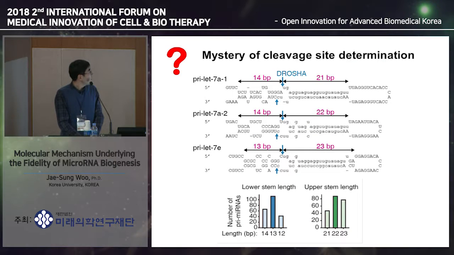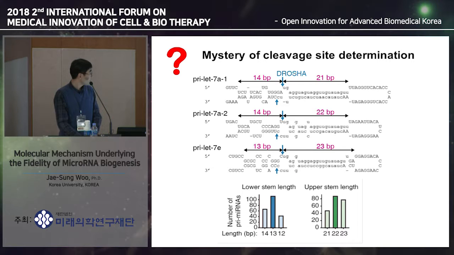But it is still a mystery how the cleavage site is determined, because endogenous primary microRNAs have distances which are different from each other. For example, in this primary let-7 family, the lower stem, from the basal junction to the cleavage site, is sometimes 14 base pairs, sometimes 13 base pairs. And the apical junction is from 21 base pairs to 23 base pairs.